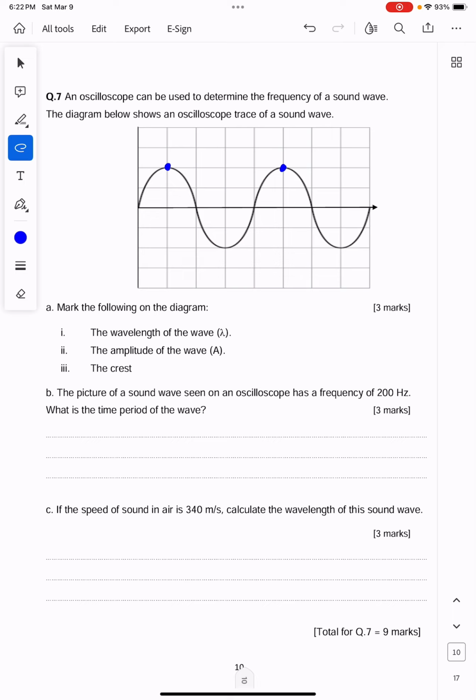Now we know that, let me draw them again. This is the first wave, and this is the second wave. We have two waves here.